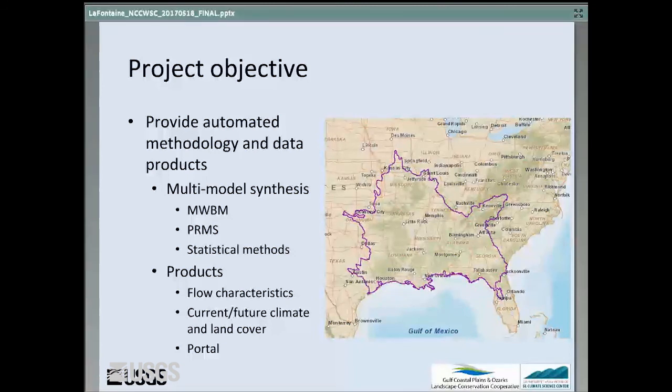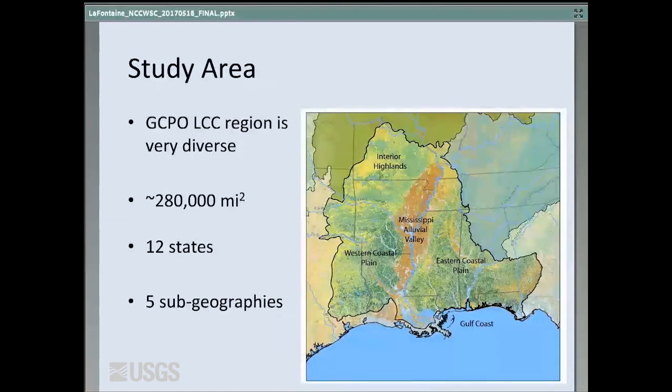And the products are primarily looking at flow characteristics across the landscape and in the stream network, and also looking at current or historical and future climate drivers, as well as land cover attributes. And some of this information is actually currently hosted on a web portal that I'll give a brief demonstration of within the presentation. I'm not going to be bold enough to do a live demo, that's for sure. So we'll get to those slides here shortly.